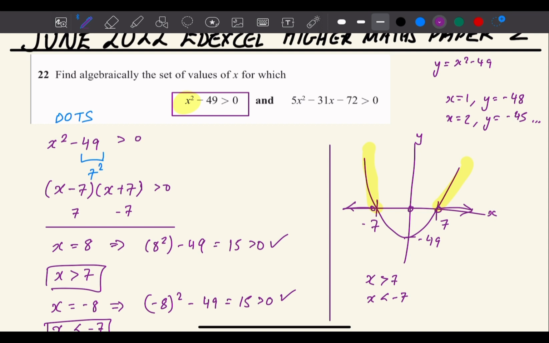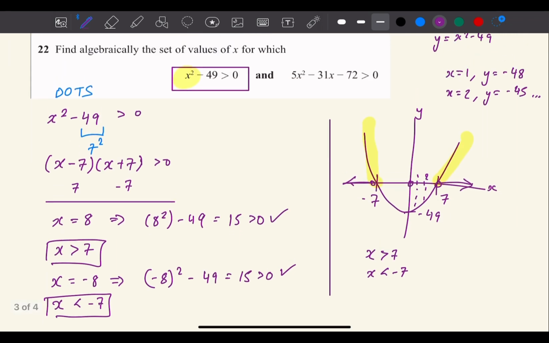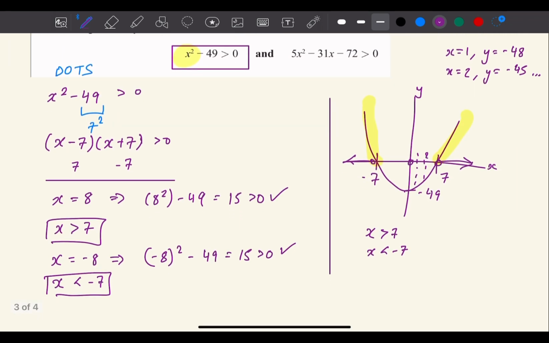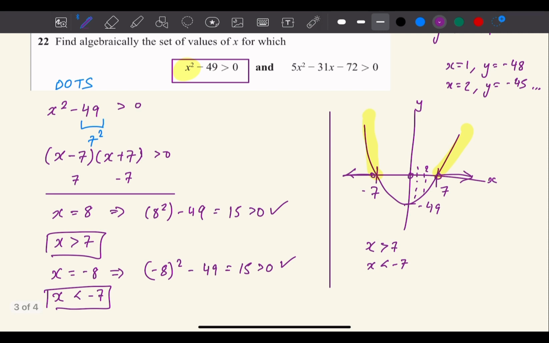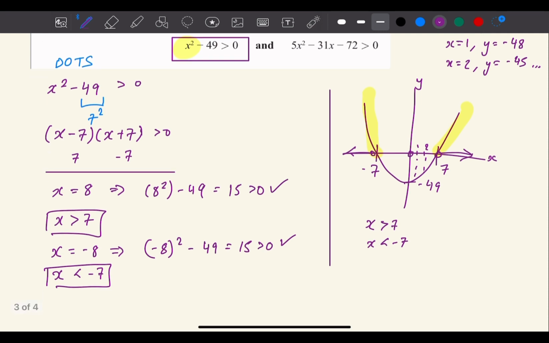And you can just plot it here. So x is 1, x is 2. And you'll basically see that the curve looks like this. So essentially, all values of x that solve this formula are x greater than 7 or x less than minus 7.